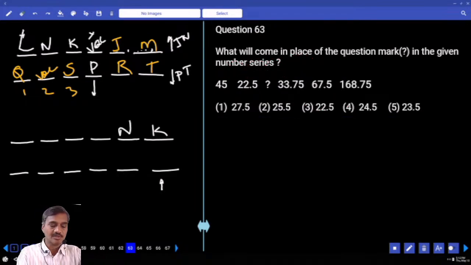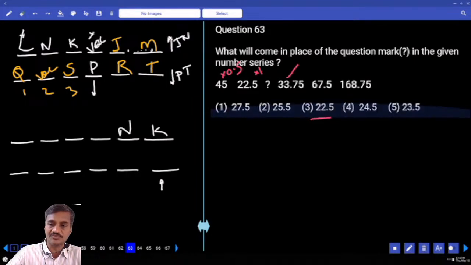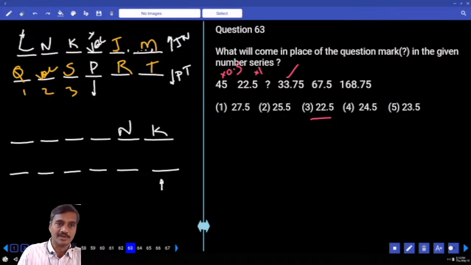Then 63: 45 and 22.5. Now 45 into 0.5 is 22.5. Then 22.5 into 1 is 22.5. Then 22.5 into 1.5 is 33.75. Clear now? Hence into 0.5, into 1, into 1.5 and so on.